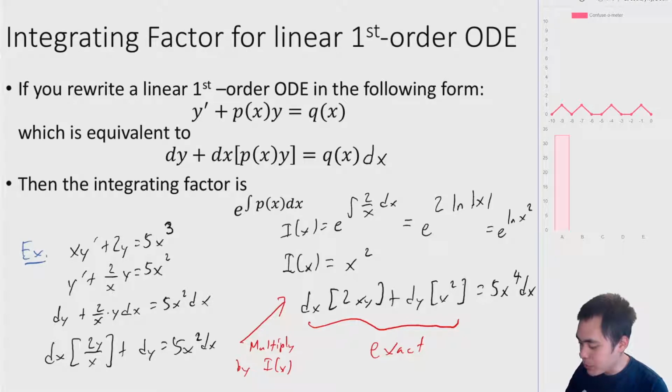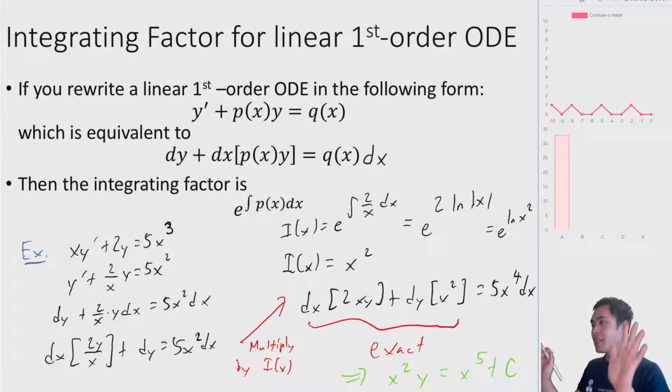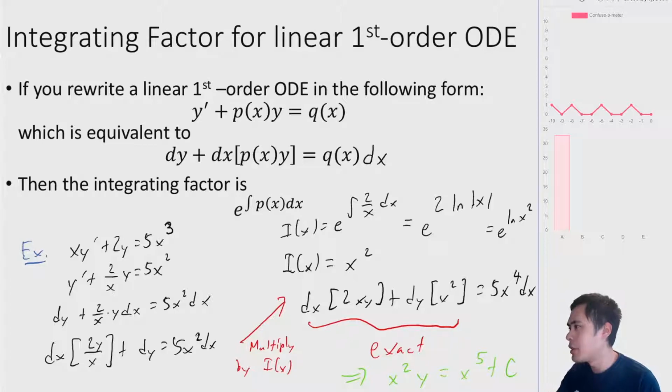And what you'll end up with, if you are trying to solve this equation, skipping a couple of steps, is x squared y is equal to x to the 5th plus c. Okay, so I skipped multiple steps there. Let's see, hopefully I did that right. X squared y, yep, is equal to x to the 5th plus c.